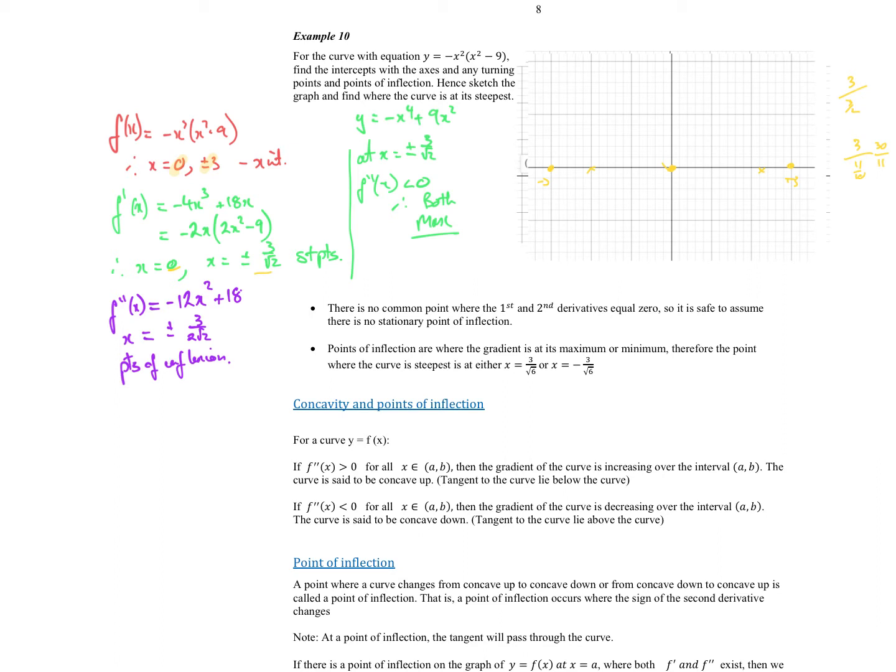Second derivative equal to 0 at plus or minus 3 over 2 root 2. So what's that? Square root of 2, 1.1. So it's about 3 on 2, about 1.5. So we'll call it there. So they're my points of inflection as well.